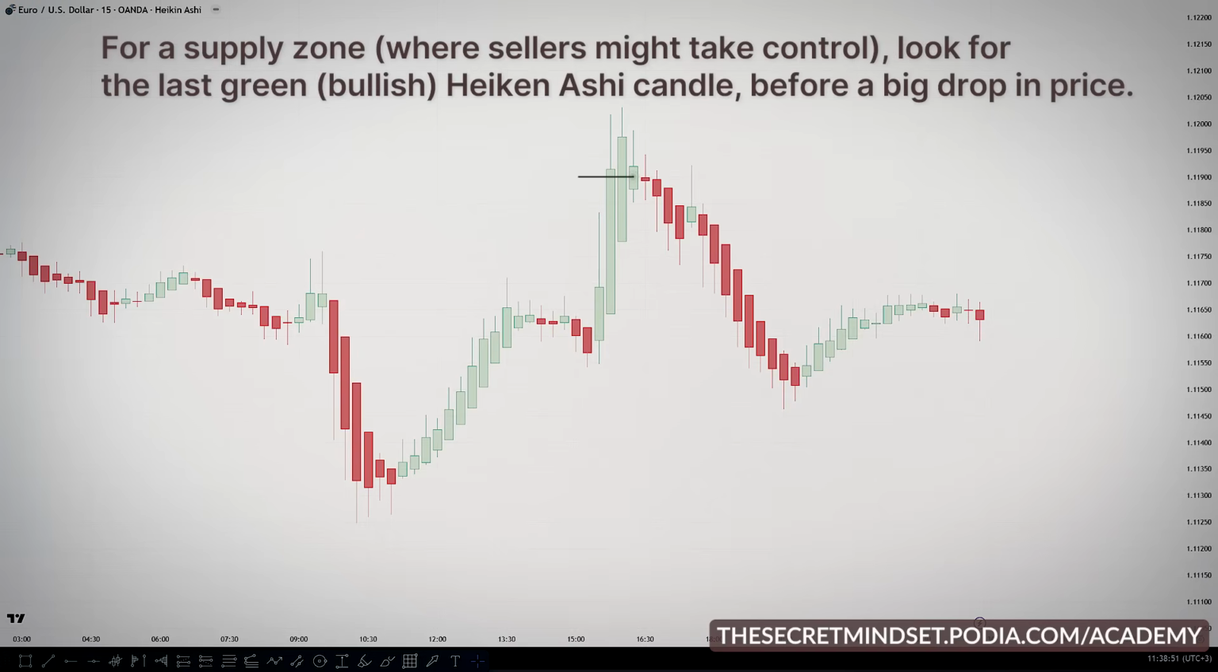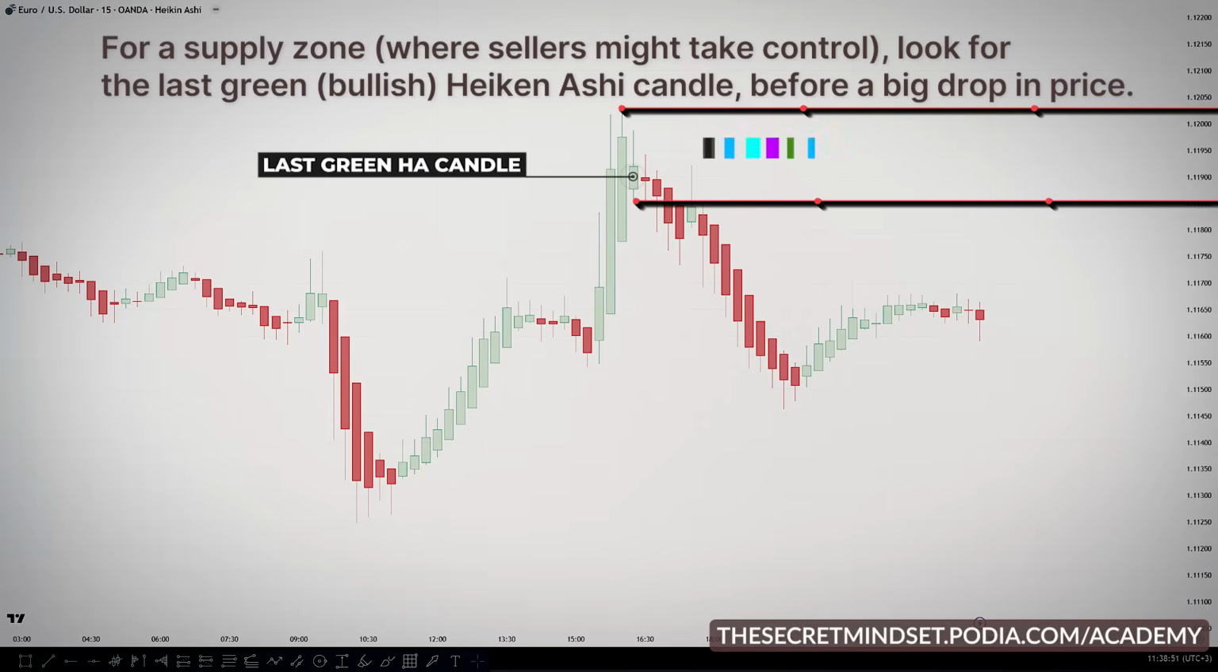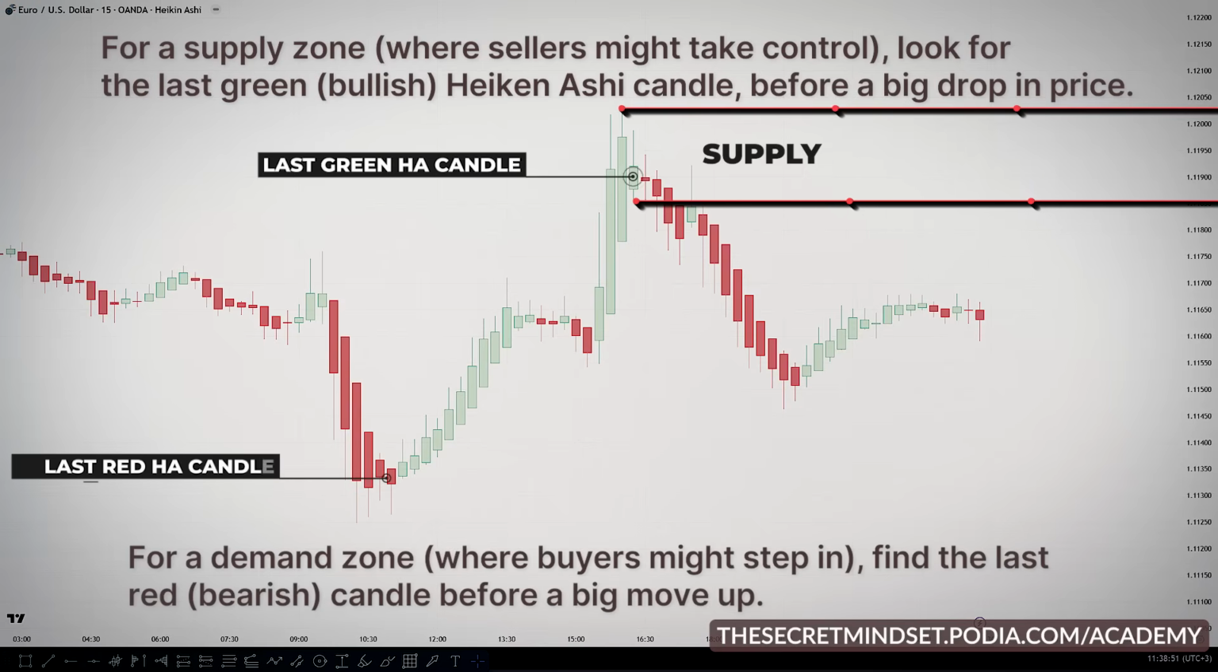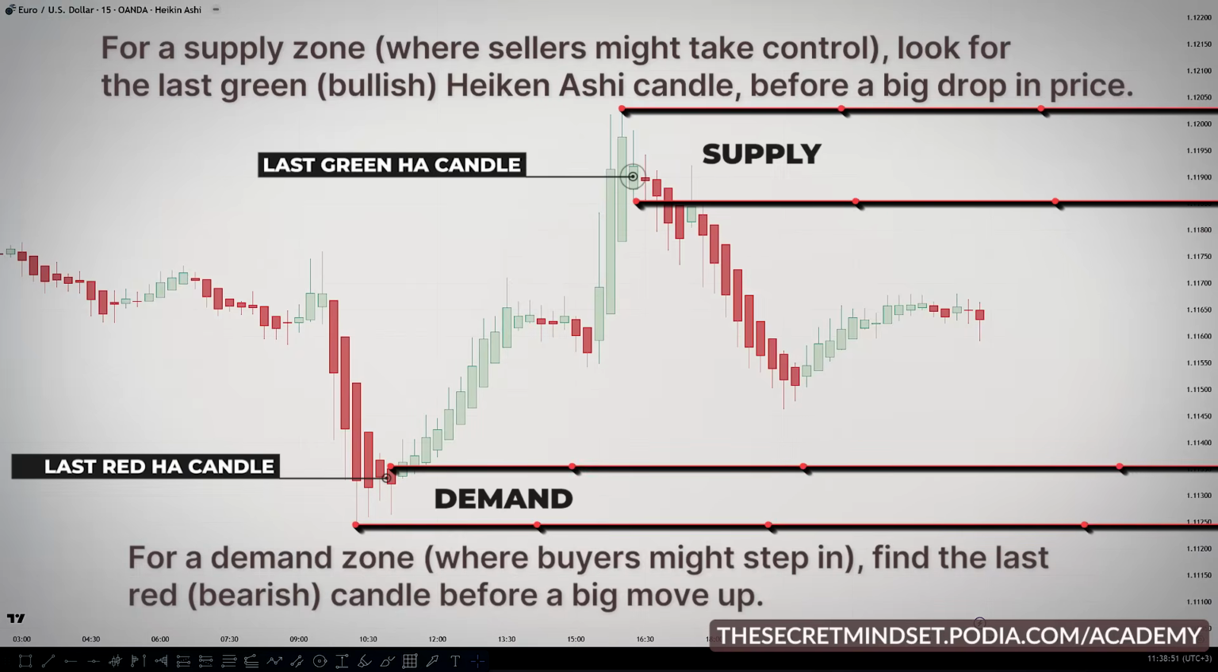For a supply zone, where sellers might take control, look for the last green, bullish Heikin Ashi candle before a big drop in price. Then draw a box from there up to the highest point, just before the drop. For a demand zone, where buyers might step in, find the last red, bearish candle before a big move up. Draw your box from there, down to the lowest point just before the price jumped up.